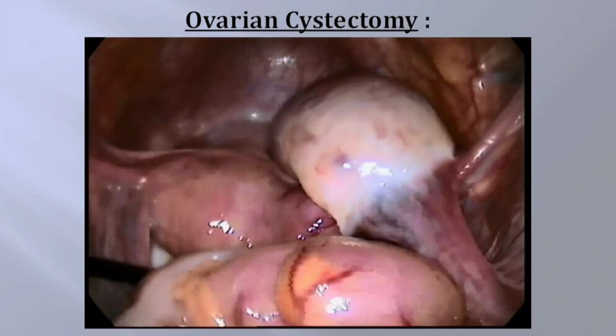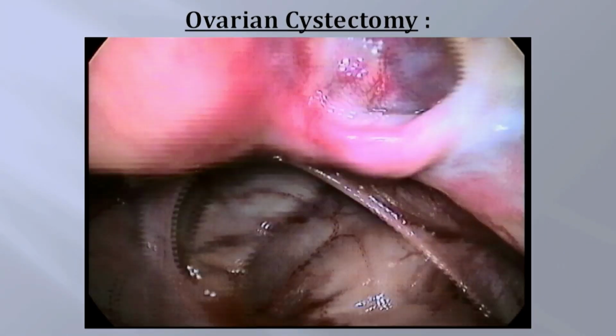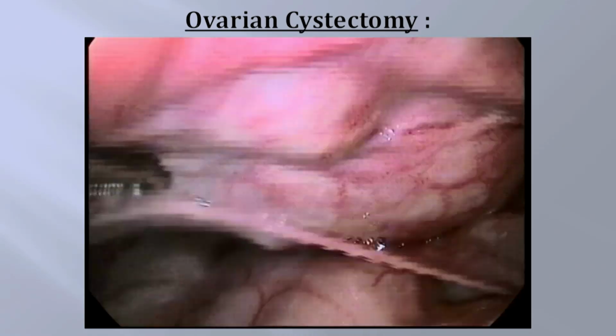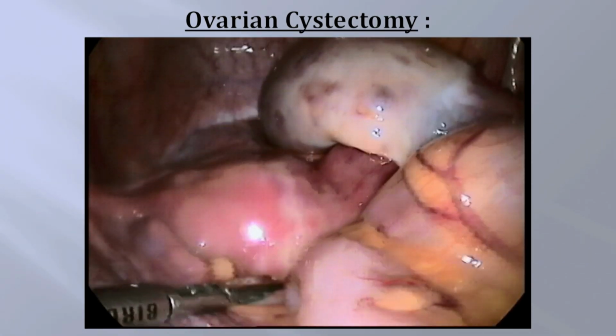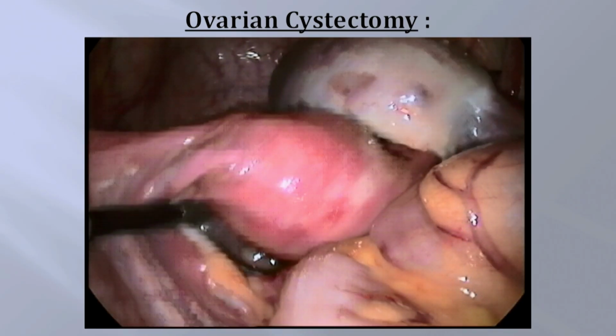Now moving on to the simple ovarian cyst. Here you can see an ovarian cyst which is extending into the broad ligament, it has fallen onto the broad ligament.